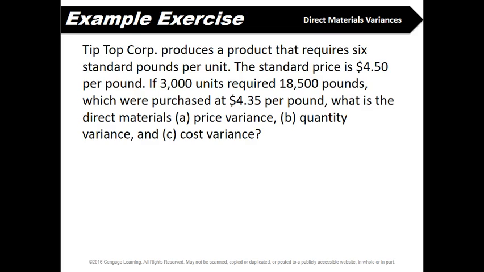So let's start with the direct materials price variance. And I am going to bring up a pen, and I apologize for my lack of penmanship when it comes to using a mouse as a pen, just so you know ahead of time. So for the direct materials price variance, we had an actual purchase at $4.35 per pound, right here.